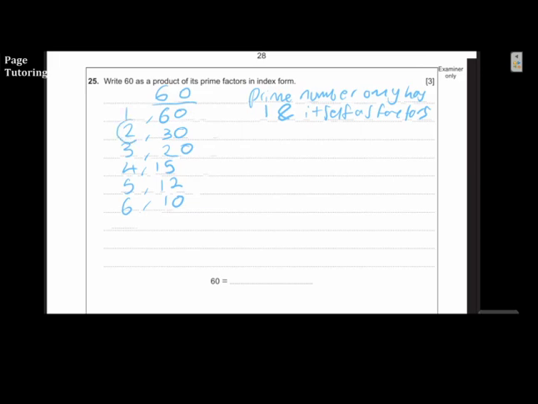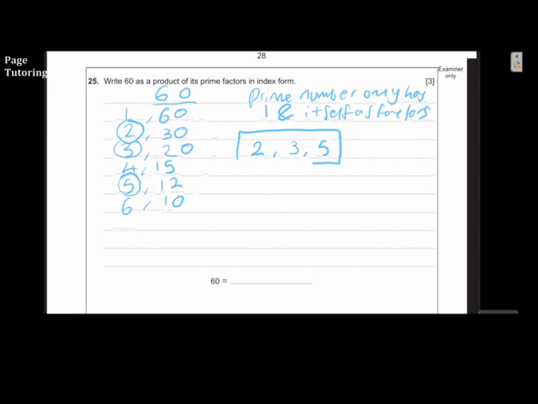2, yeah, you just have 2 and 1. 3, that's a prime number. 4 isn't a prime number because you can make it from 2 and 2, not just 1 and 4. 5 is a prime number, 6 is not. And then the rest of these aren't prime numbers. So now we've got, these are its prime factors, 2, 3, and 5.